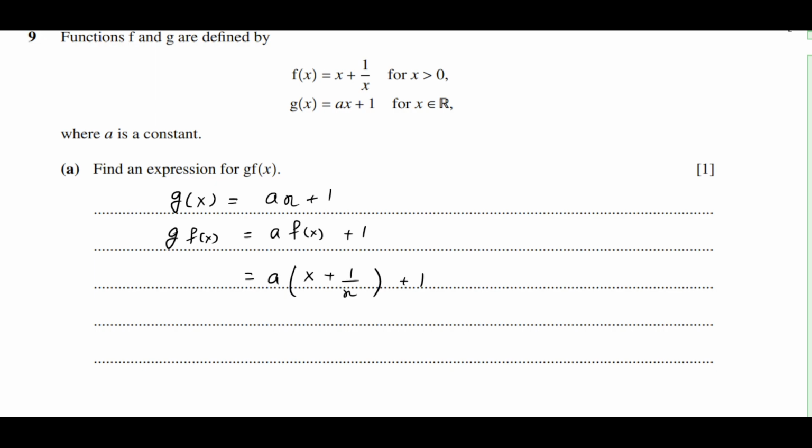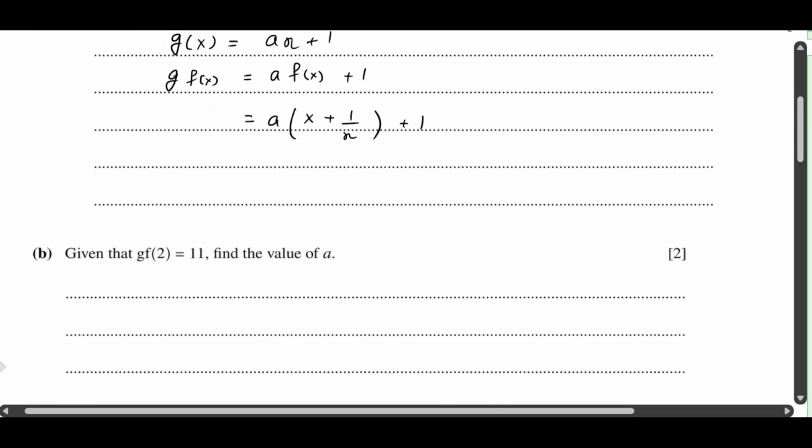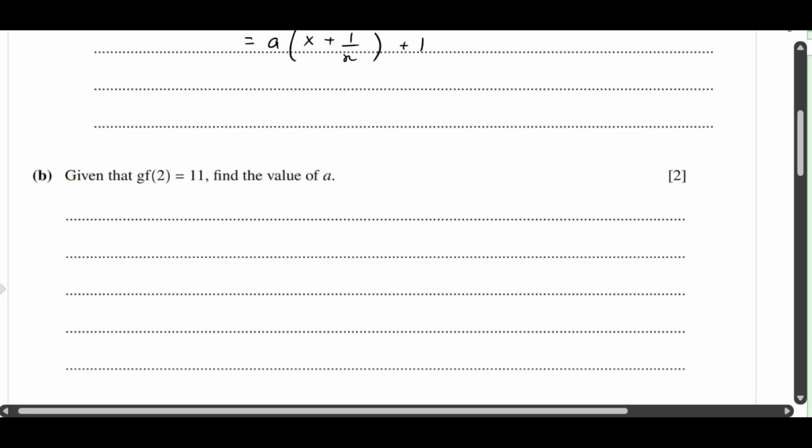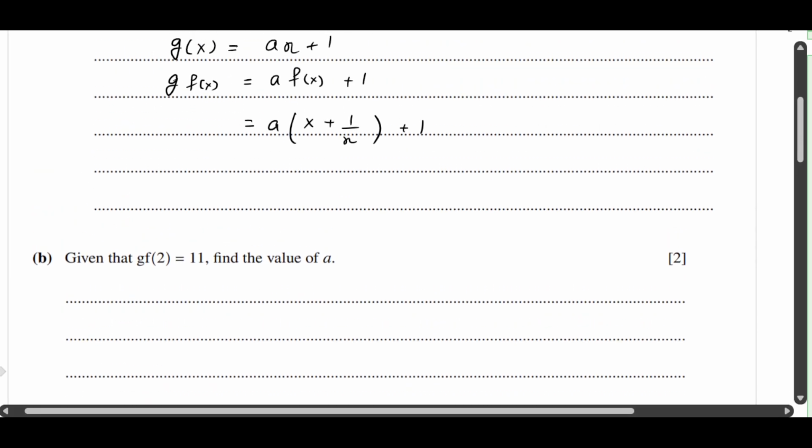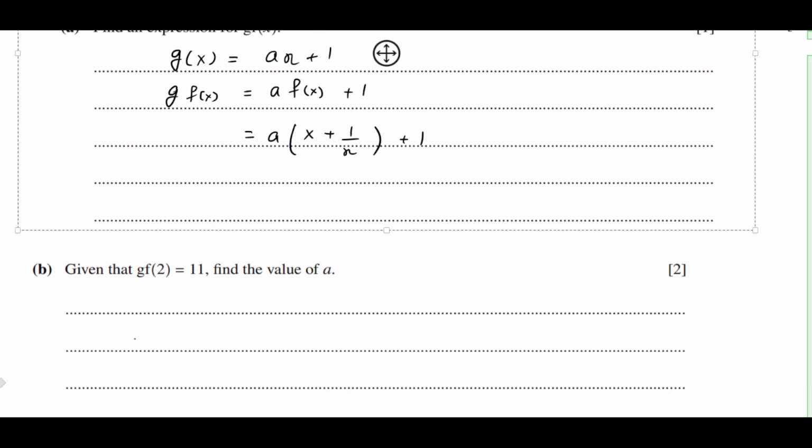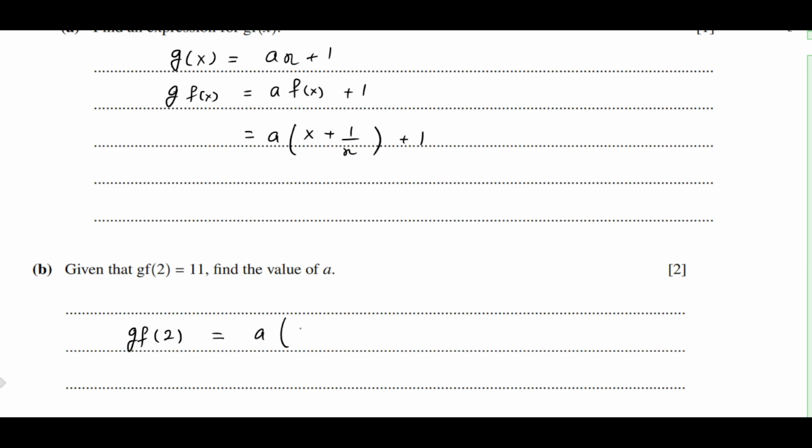Now the next part of the problem. The next part of the problem is, this is our expression, given that gf(2). So if I see what is gf(2), gf(2) will be a times, x is replaced by 2, so 2 + 1/2, plus 1. This is your g(f(2)).